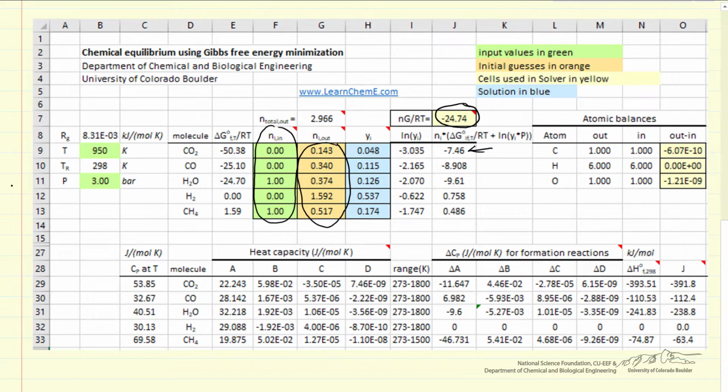Over here are the constraints. Number of moles of carbon coming in, hydrogen, oxygen, and then indeed we set that difference, which is here, as constraints in solver. Indeed, we get very close to 0 using solver. The rest of the spreadsheet has the heat capacity data, the heats of formation, and therefore calculates these Gibbs free energies of formation at the temperature 950 Kelvin.